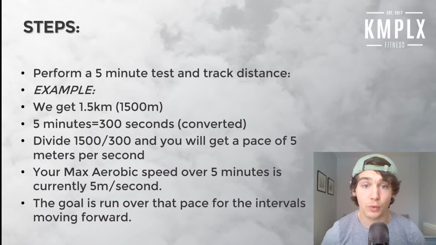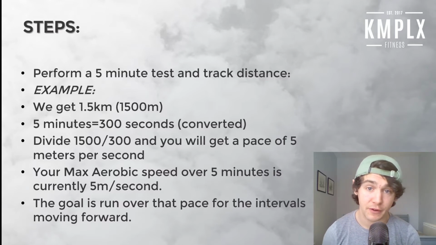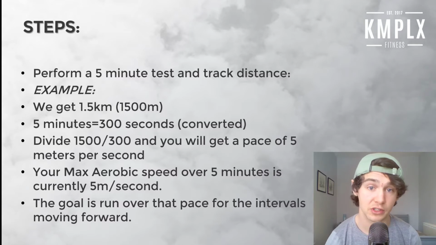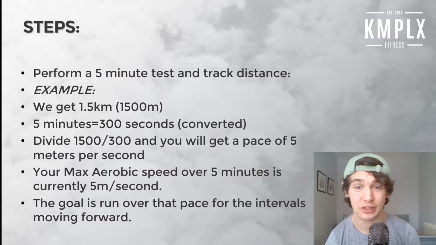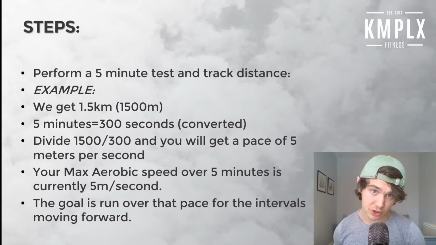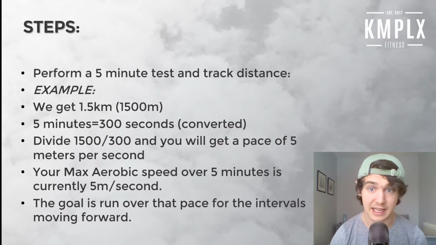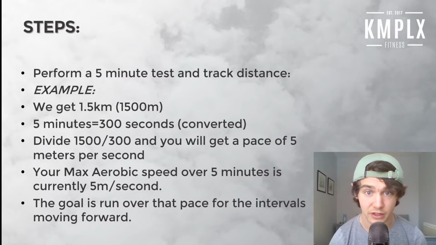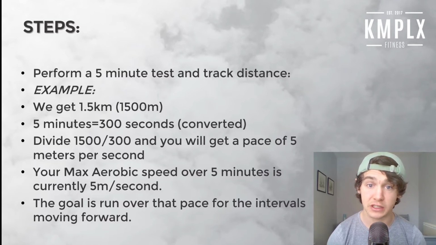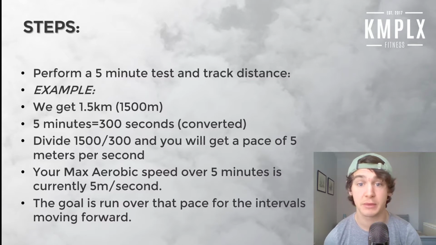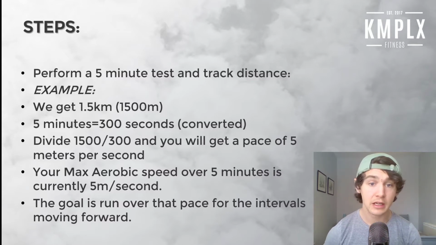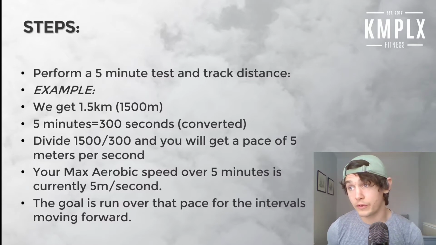Let's say we'll go through an example. Let's say we get 1.5 kilometers of a distance, which is a very good score, by the way. I picked it because it's easy for the sums. So you get 1,500 meters. What we do is we translate the 5 minutes into seconds, which gives us 300 seconds. So that's converted over. We divide our 1,500 meters by 300 seconds, and you'll get a pace of 5 meters per second. Now, your max aerobic speed at the moment over 5 minutes is currently 5 meters per second, as shown in the sum. The goal is to run over that pace for the interval.